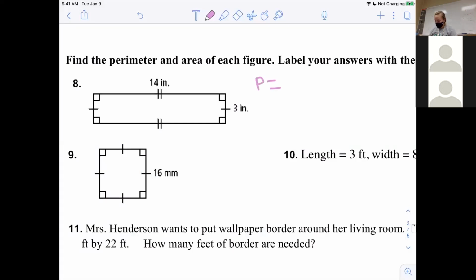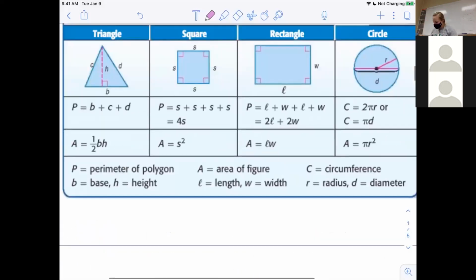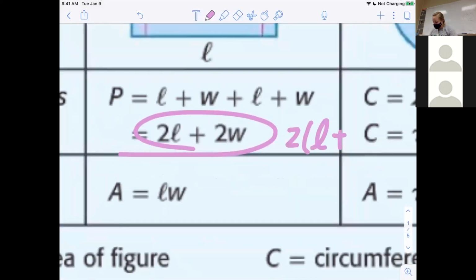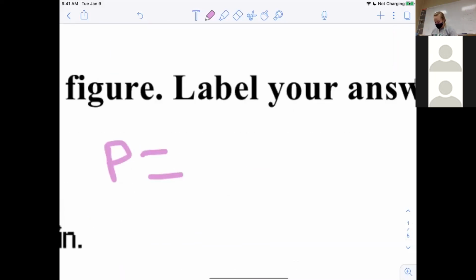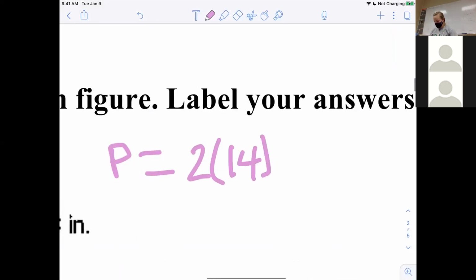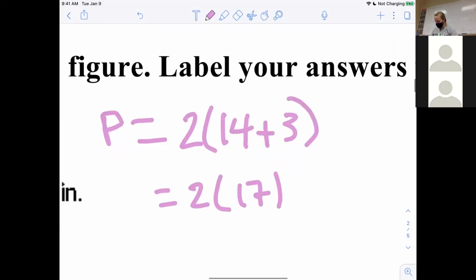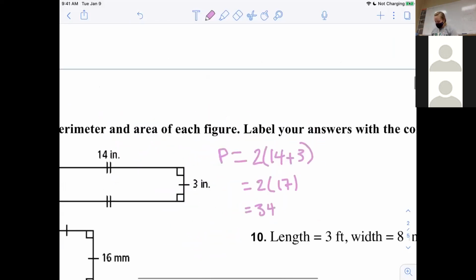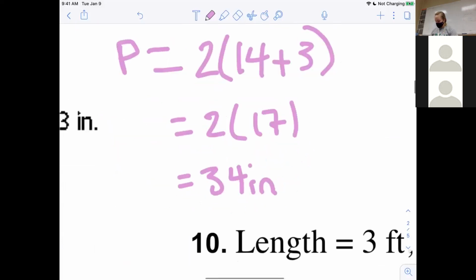Perimeter, if I don't remember, it's just adding up all the sides. I'm going to go back above and look at perimeter of my rectangle. I personally like to do 2 times L plus W. But you can do anything. You can do 14 plus 3 plus 14 plus 3. You can do 2 times 14 plus 2 times 3, whatever makes you happy. I'm going to do it like this. 14 plus 3 is 17. 2 times 17 is 34. I'm going to do just inches. If it's perimeter, it's just the units, no exponent, no nothing.